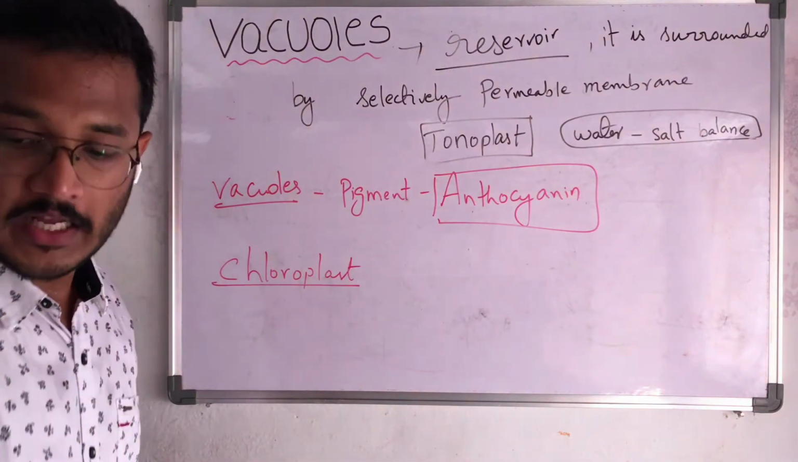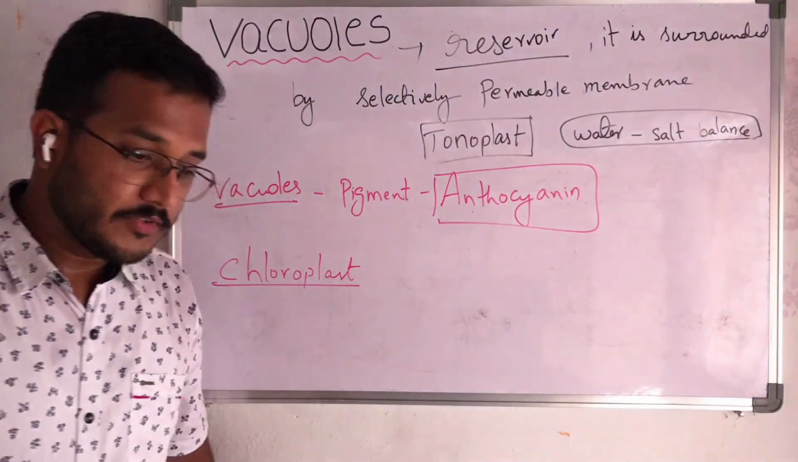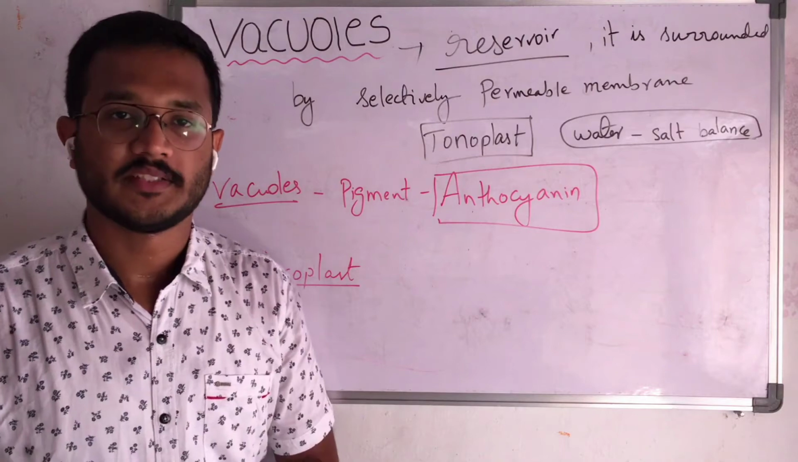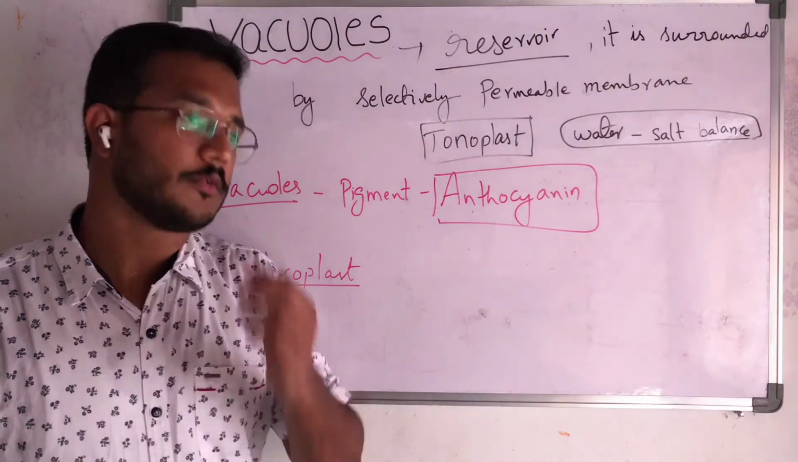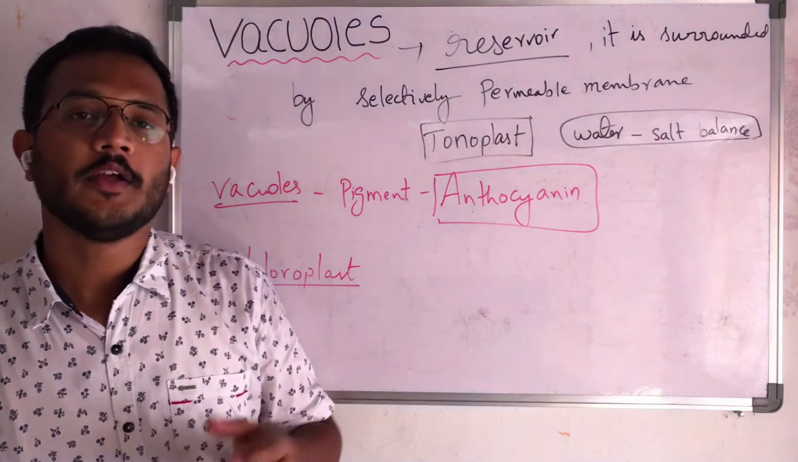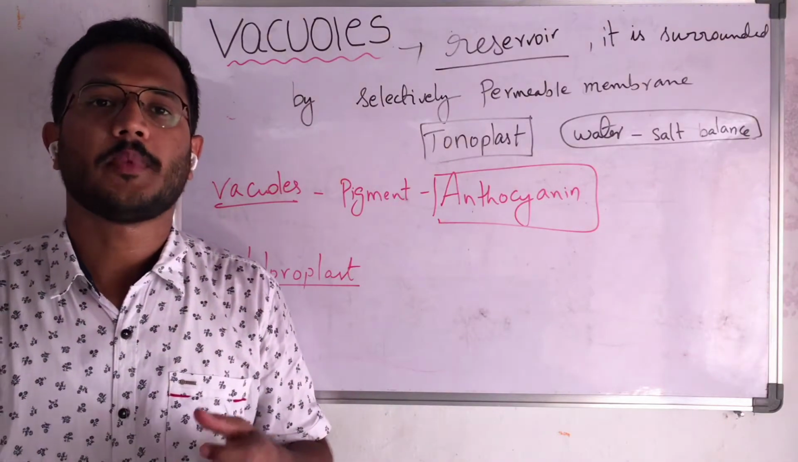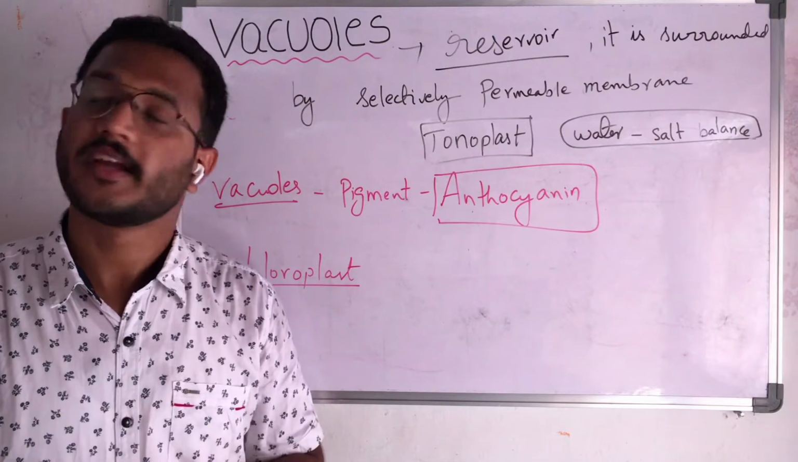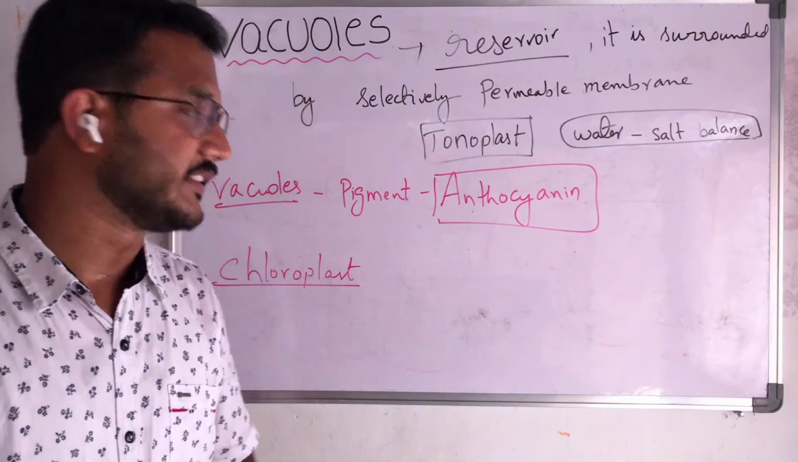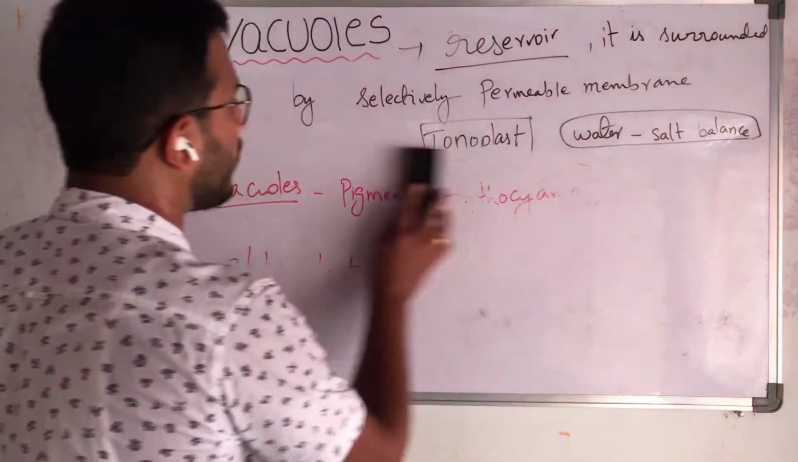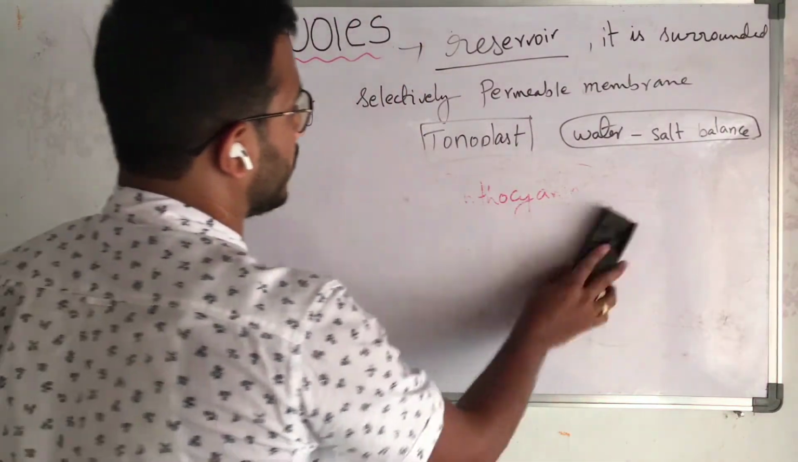Okay, so they can ask a question like: which of the following is the cell organelle which has pigments? They can give a combination question: chloroplast and mitochondria, chloroplast and vacuoles, chloroplast and ribosomes, chloroplast and Golgi complex. Like that they can ask. So the correct answer is chloroplast and vacuoles. So this is about the structure and function of vacuoles.